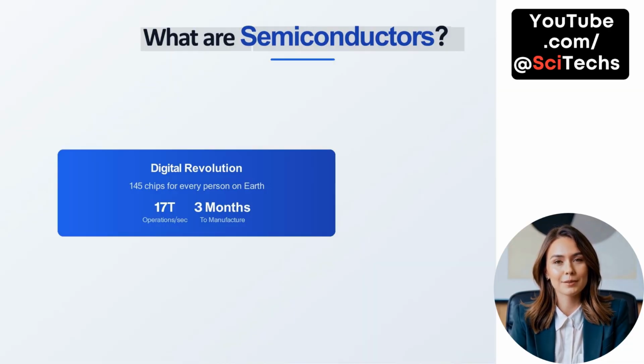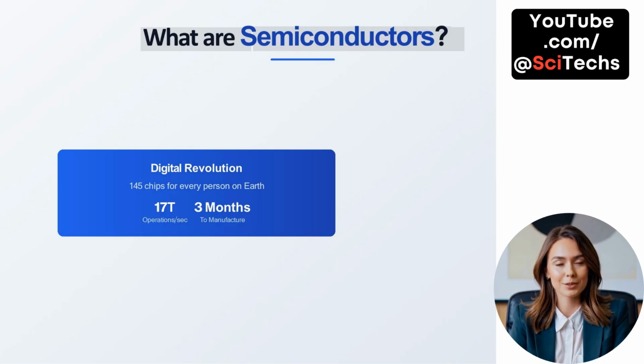What are semiconductors? Digital revolution. Semiconductors are the engine behind the digital revolution. Today, there are roughly 145 chips for every single person on Earth, underscoring just how essential they've become to modern life. These chips are at the heart of everything, from phones and cars to medical equipment and cloud servers. And what makes them so powerful is their speed. A single advanced chip can perform up to 17 trillion operations per second, enabling lightning-fast processing in real time.